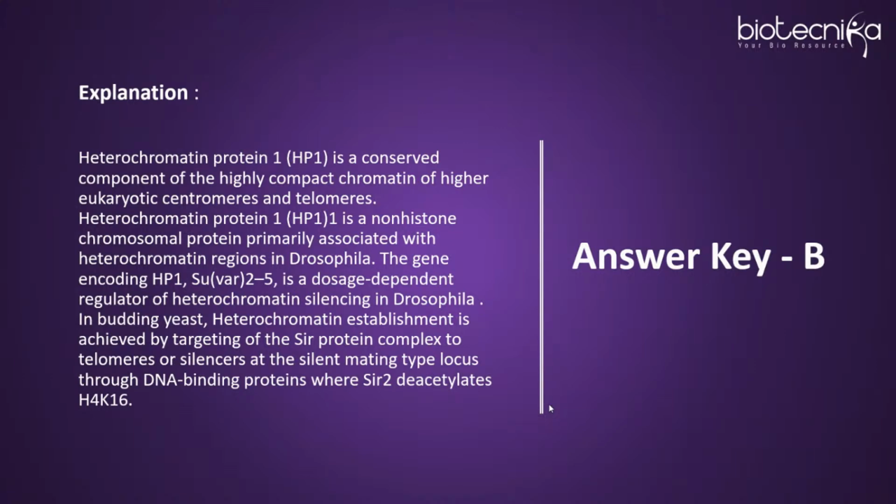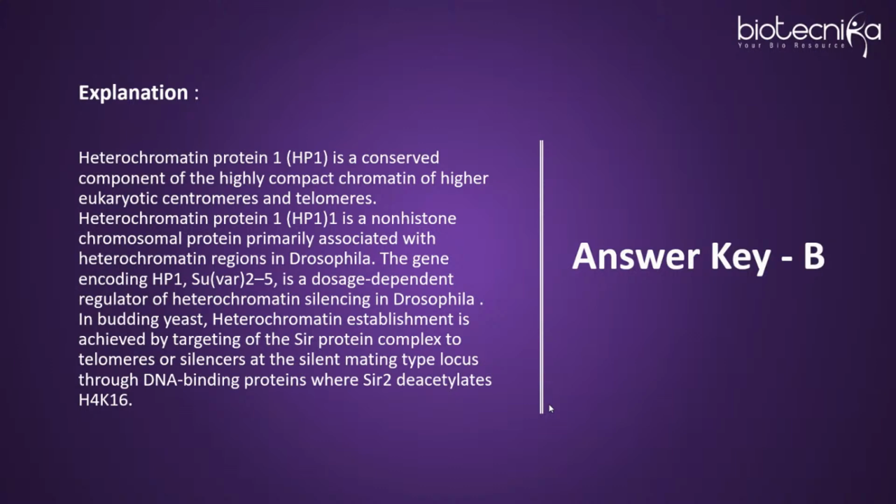There the replication, transcription, translation doesn't take place. These proteins are responsible for the persistence of this particular heterochromatin region, so that gene silencing takes place. In budding yeast, heterochromatin establishment is achieved by targeting of the SIR protein complex to telomeres or silencers at the silent mating type locus through the DNA binding proteins, where SIR2 deacetylates the H4K16. So this is very important here.